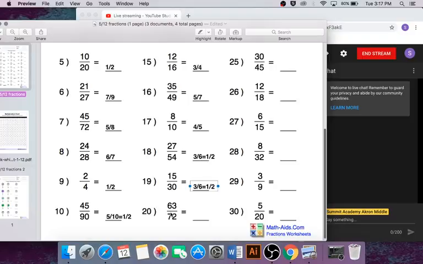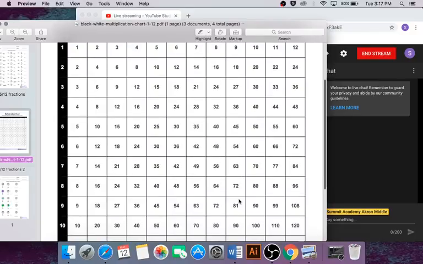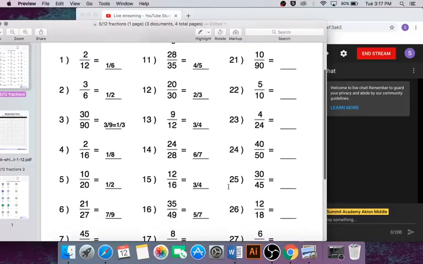Okay, now we have 63 and 72. So we're going to look to see what goes into 63. 7 goes into 63, but it doesn't go into 72. 9 goes into 63 and 72. 9 goes into 63 7 times, and 9 goes into 72 8 times. So we can simplify this to 7 over 8.